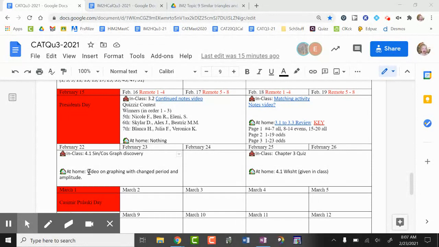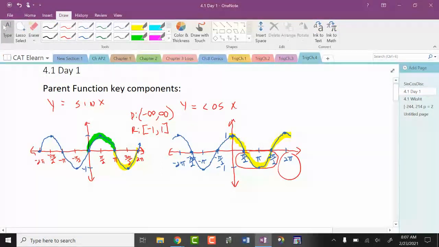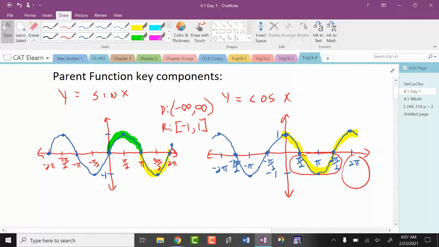Okay, as promised, I'm going to do this video on changing the period and amplitude, and it's just going to be pretty direct. So after your extrapolation of finding all these points to get the sine and cosine graph, and a good little chapter 3 review on doing that trig, here's what we got for sine and cosine, and I highlighted the components.